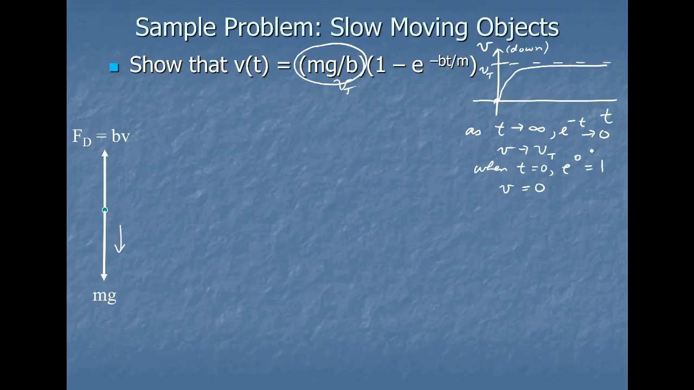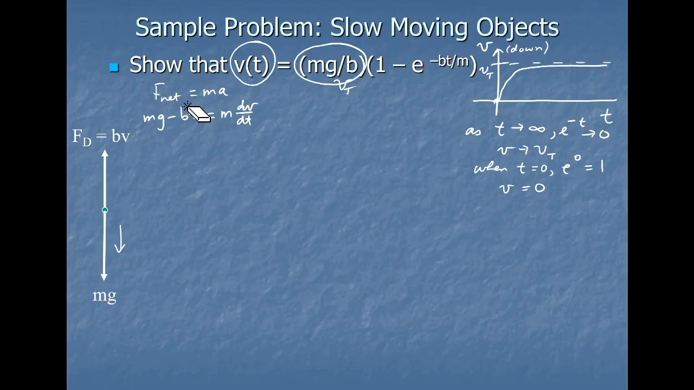Okay, so how do we get this? Well, we're going to start with Newton's second law. So F net is equal to ma. And now we're going to write mg minus bv, and we're going to write that this is equal to m dv dt. So this is what we talked about in the last slide. So what we're trying to do is to solve this equation as a function of v. We want to solve this for v of t. And that's really what this v is right here.